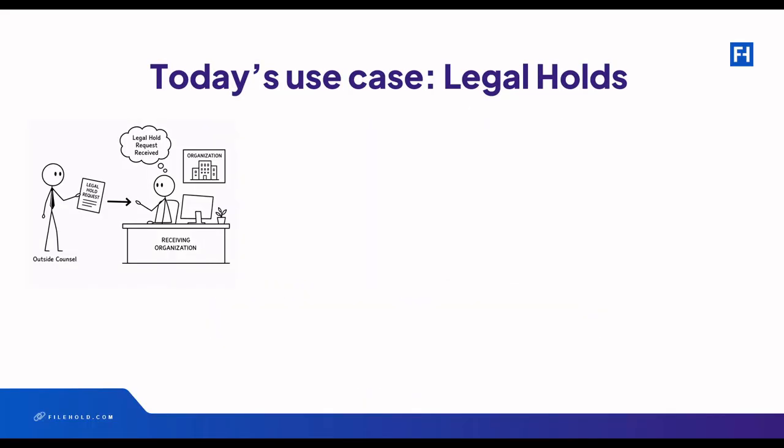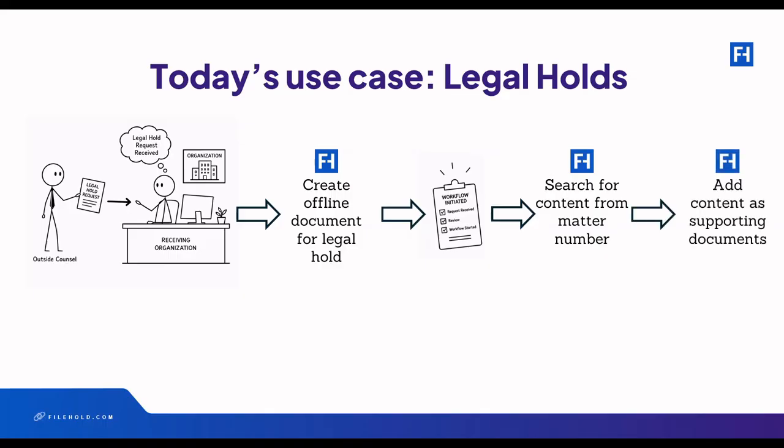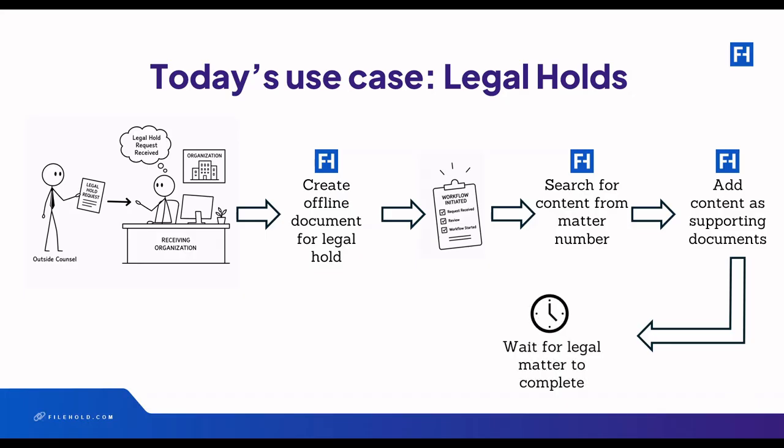So the first thing we're going to do is assume that our organization has received some kind of legal hold request. We're then going to create an offline document inside of FileHold. Again, this is a one-time activity. The next time you receive that legal hold, you would simply enforce it by using the offline document type. We'll initialize a workflow onto that. We'll search for the content for that matter number. We'll then add that content as a supporting document into the workflow process.